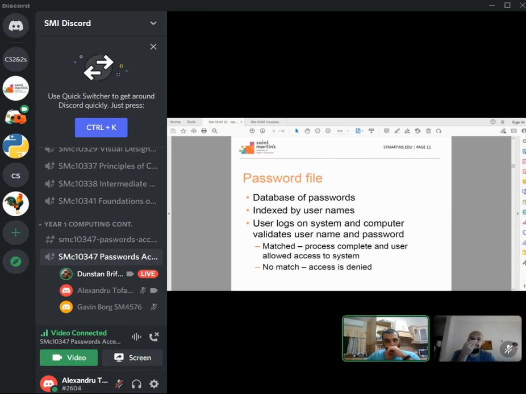As a user logs into the system and types in the password, the database is searched for that username, and the password is checked. If they match, access is granted. If they don't match, access is not granted. So it's a very simple procedure.